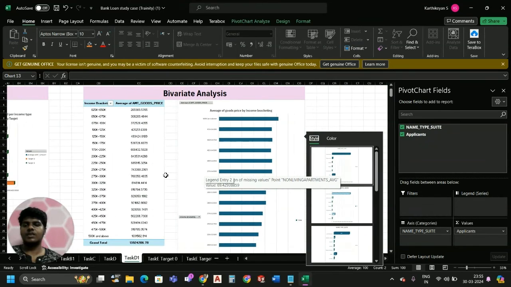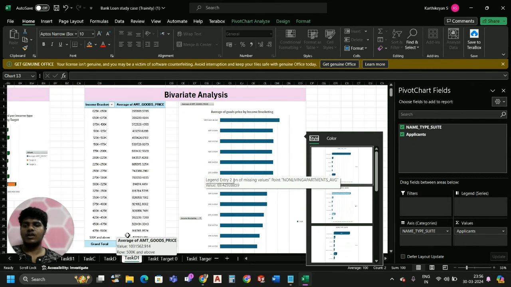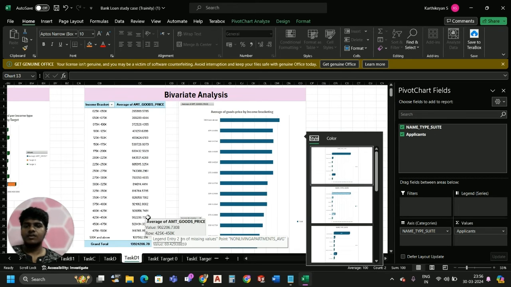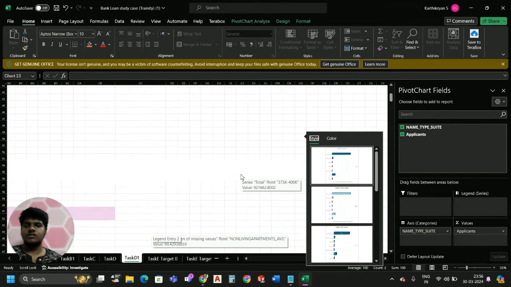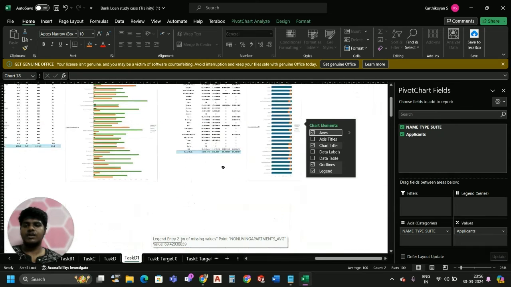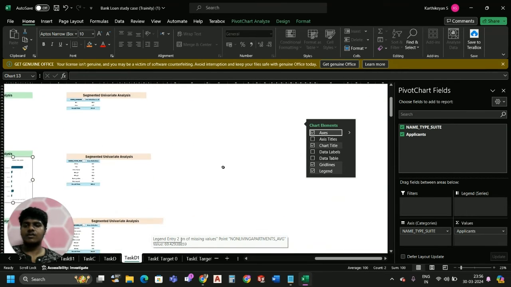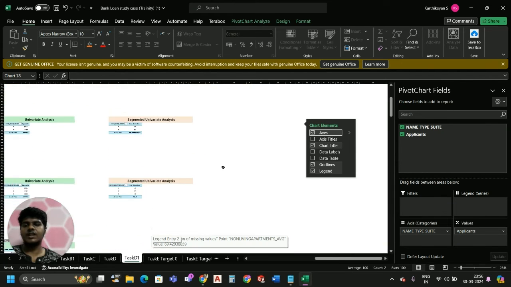Here, in the same manner, based on the income bracketing and average amount of goods price, we can see that the 5 lakh and above income bracket has the highest average amount of goods price. So like this, we have performed several bivariate, multivariate, univariate and segmented univariate analyses.